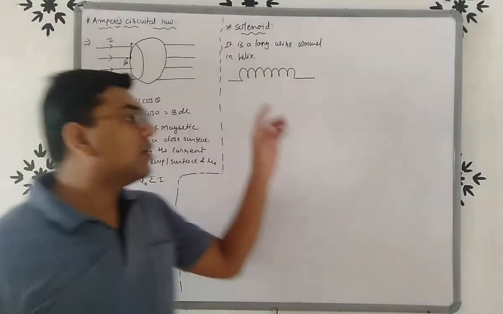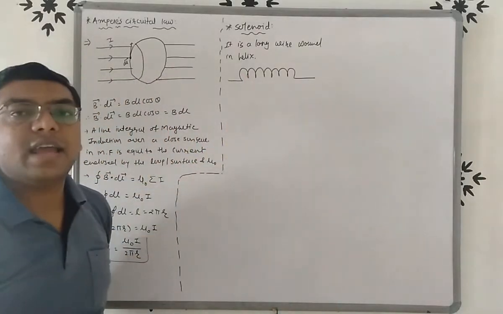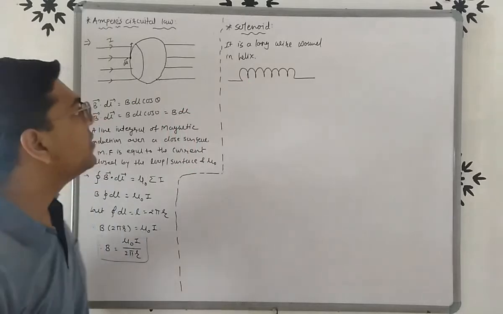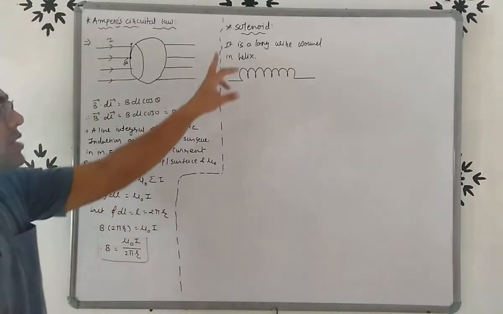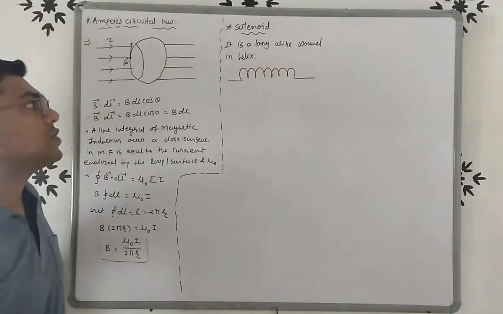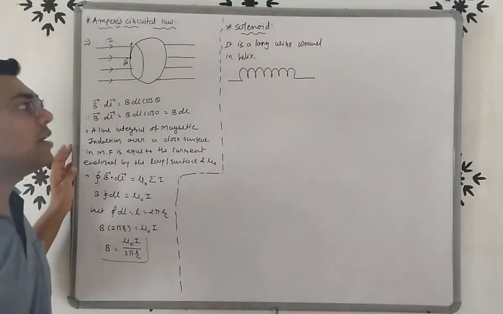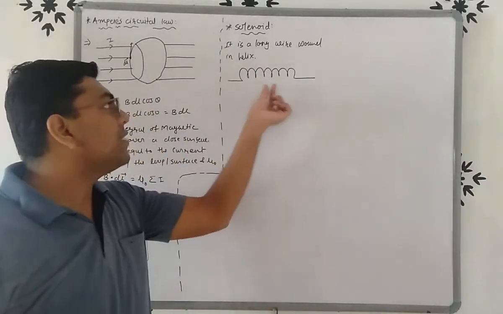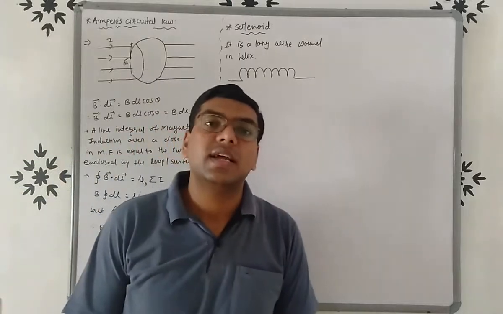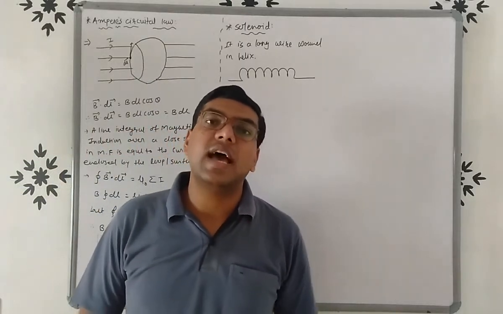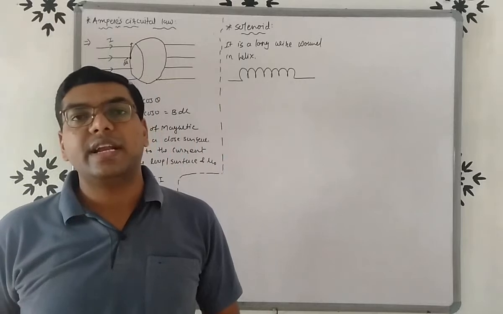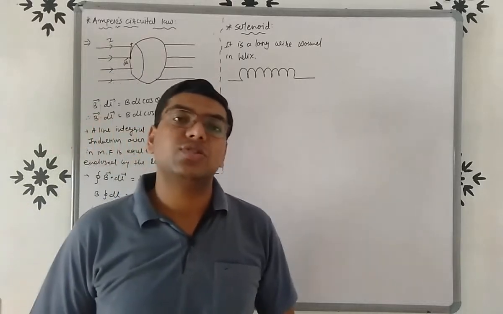So here the wire is wound with insulator, right? Now once again friends, what is a solenoid? A solenoid is a long wire wound in a helix, and here the turns are very close to each other, and the wire of these turns is wound with insulated material, or we can say insulator.